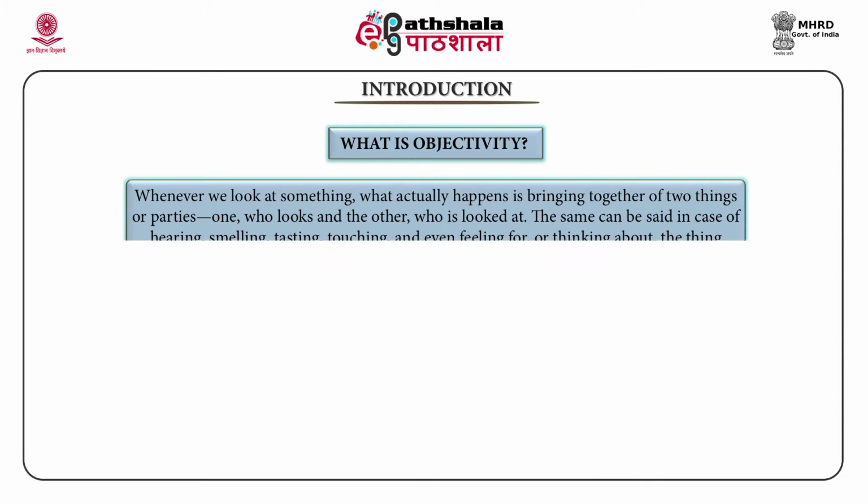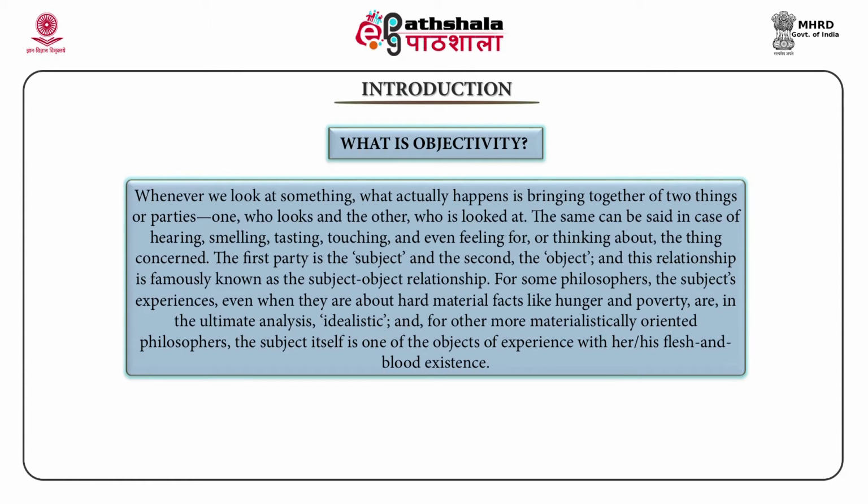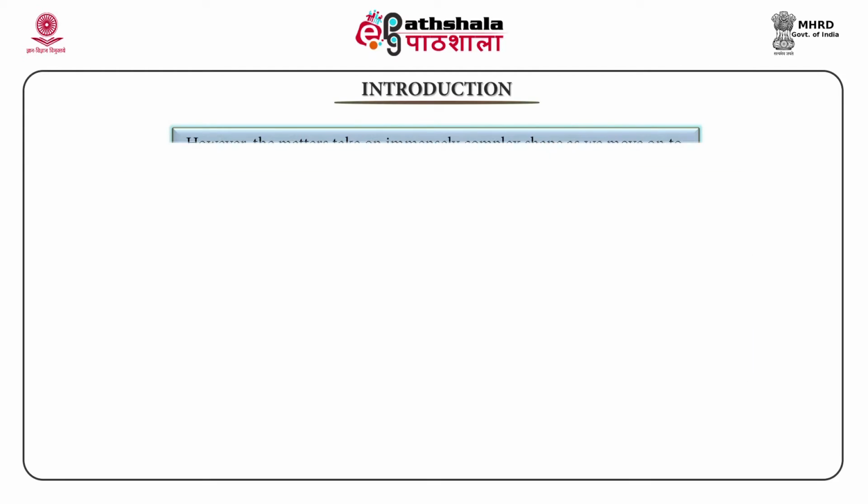To begin with, what is objectivity? Whenever you look at something, what actually happens is a bringing together of two parties, one who looks and the other who is looked at. The same can be said in case of hearing, smelling, tasting, touching and even feeling for or thinking about the thing one is concerned about. The first party is the subject and the second the object, and this relationship is famously known as the subject-object relationship.